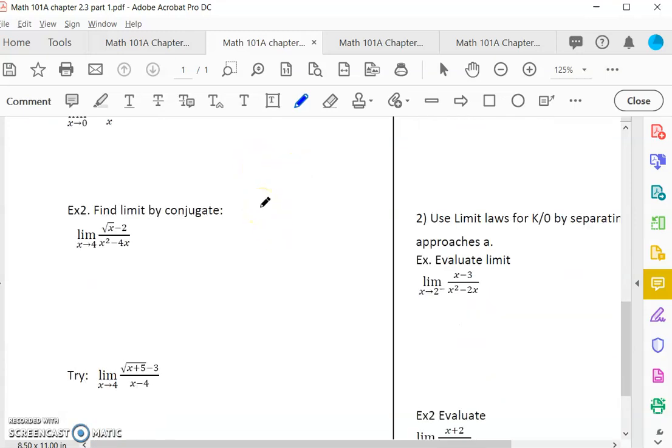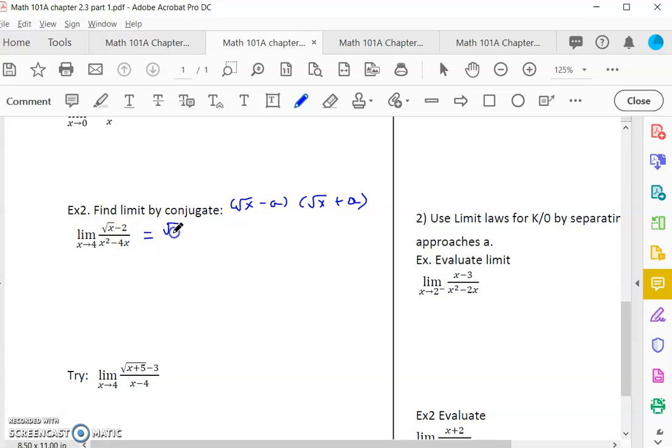The second method is, if you see radicals, you would find the limit by multiplying by the conjugate. We know conjugate means if I have square root of x minus a, the conjugate is square root of x plus a, and if it is square root of x plus a, then it's square root of x minus a. But this has to work if I have 0 over 0 first.